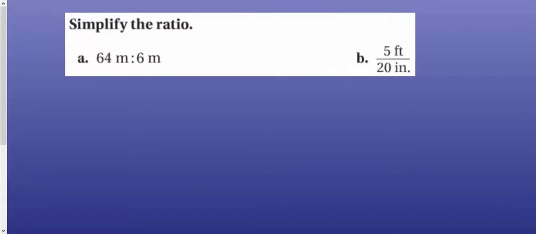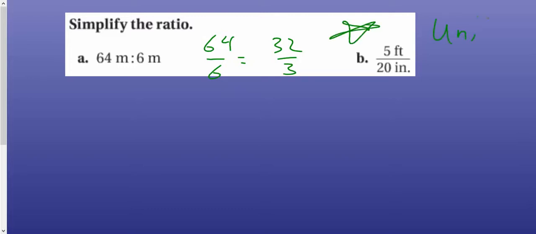So simplify the ratio, 64 to 6, I would divide this by 2 and get 32 over 3. This one, be careful with here, the units need to be the same. Okay, so 5 feet is really 60 inches over 20 inches, so we have 3 to 1.